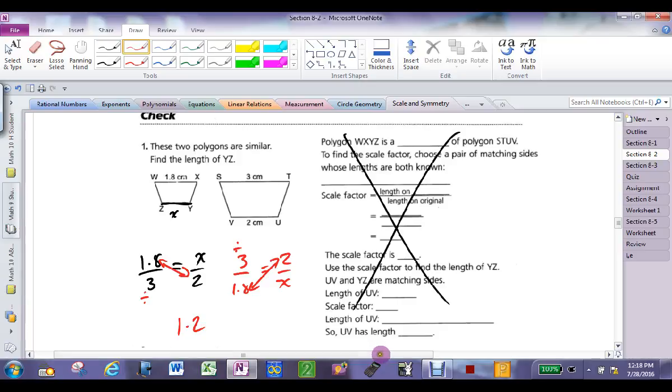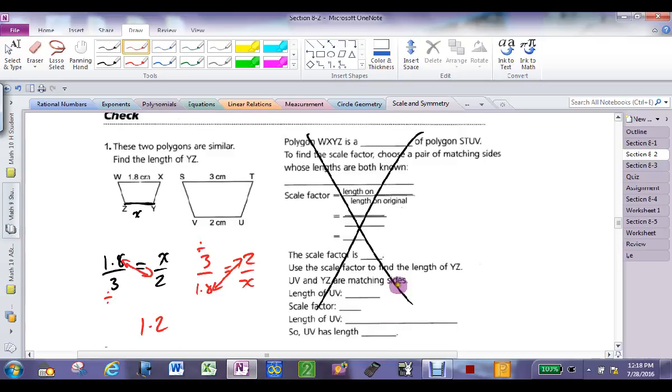Now, can you do it with scale factors? Of course you can. WXYZ is obviously a reduction of STUV, yes? Because it's smaller. So I could find my scale factor and then multiply by that. I don't like doing it that way. I like using this way better. Everybody cool? Okay.